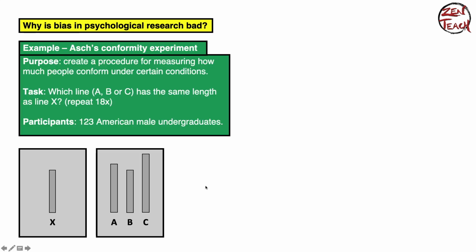Now, before we continue, let's look at an example from social influence. As you may recall, Asch's conformity experiment asked participants to determine which of these 3 lines has the same length as this line labeled X. In this experiment, the researchers used 123 American male undergraduates. Now, what we can say is that whatever result comes out of this, we cannot apply these results to females. We cannot assume that females will behave in the same way, or else we will be committing a gender bias, assuming that men and women behave in the same way.